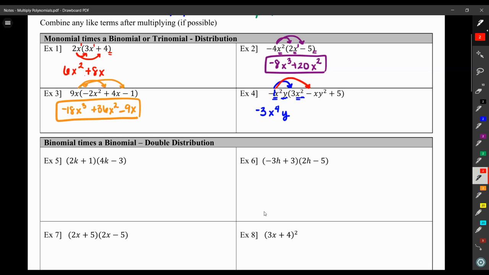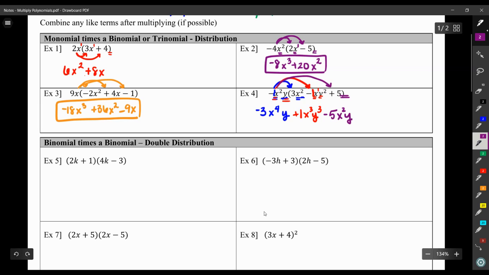So again, negative 1 times negative 1 is positive 1. X squared times x, we're going to add the exponents, so we get x to the third. Y times y squared, we get y to the third. And then we do it one final time. Negative x squared y times 5. Well, negative 1 times 5 is negative 5. And there are no variables here, so x squared y will just tag along with the 5.